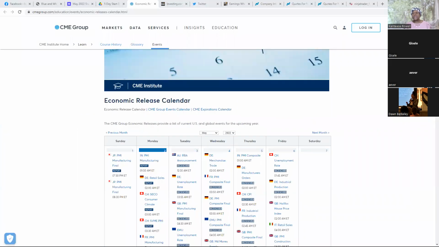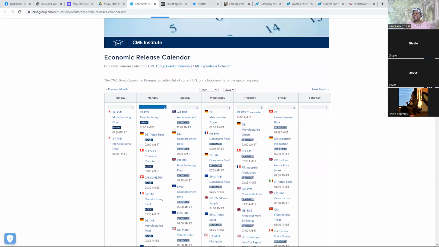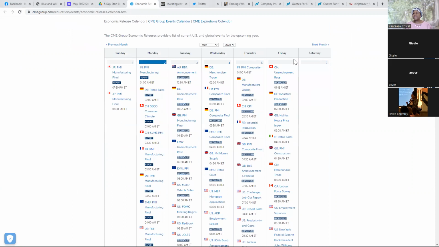So this is what the news release looks like on CME Group. As you can see, it has the days of the week as well as the dates. And then as you scroll down, you can see the different announcements that are going to take place during that date and time, or the ones that have already taken place prior to.